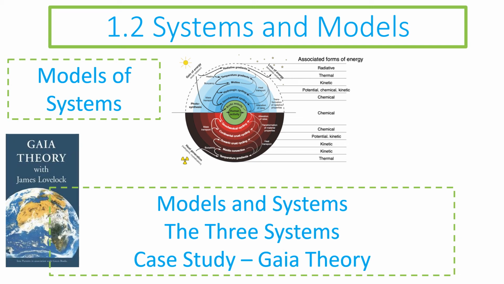Hello and welcome to this revision video for ESS IB, and today we're looking at topic 1.2, which is focusing on systems and models, or in some cases models of systems. So the first part of this, we're going to look at models and systems. We're then going to look at the three different groups of systems, and then the case study that you should have studied, which is the Gaia theory, which is a model of a system.